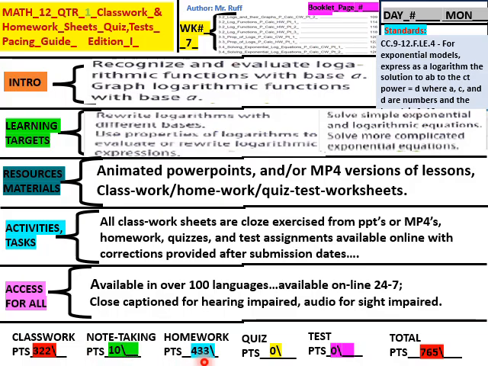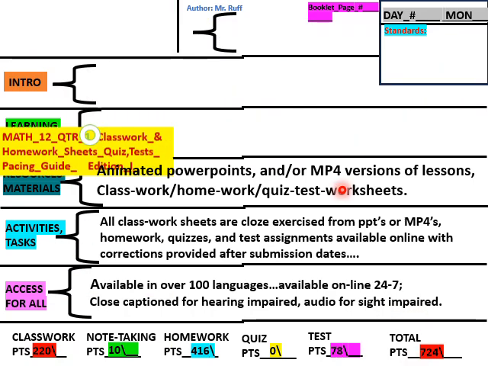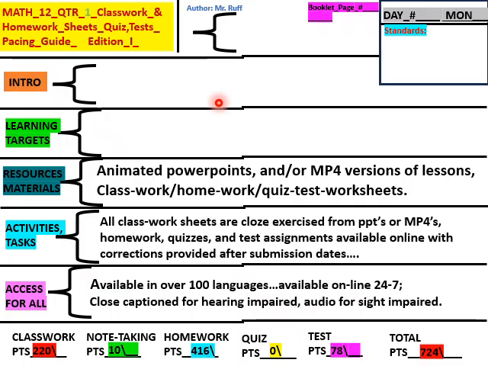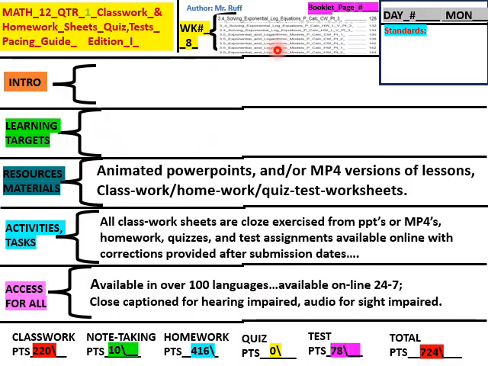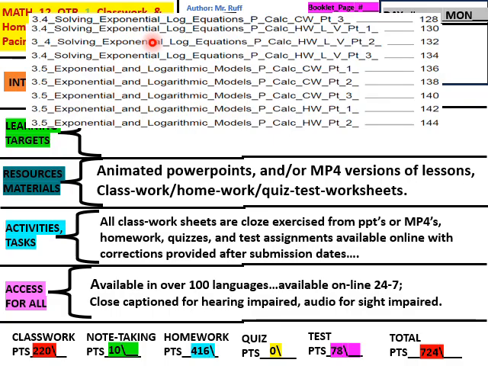Homework is 433 points. Quiz 0, test 0, so your total for week 7 is 765 points. Right into our Math 12 Quarter 1 Week 8 lessons. And what they are: we start out here at 3.4, solving exponential log equations, classwork part 3.